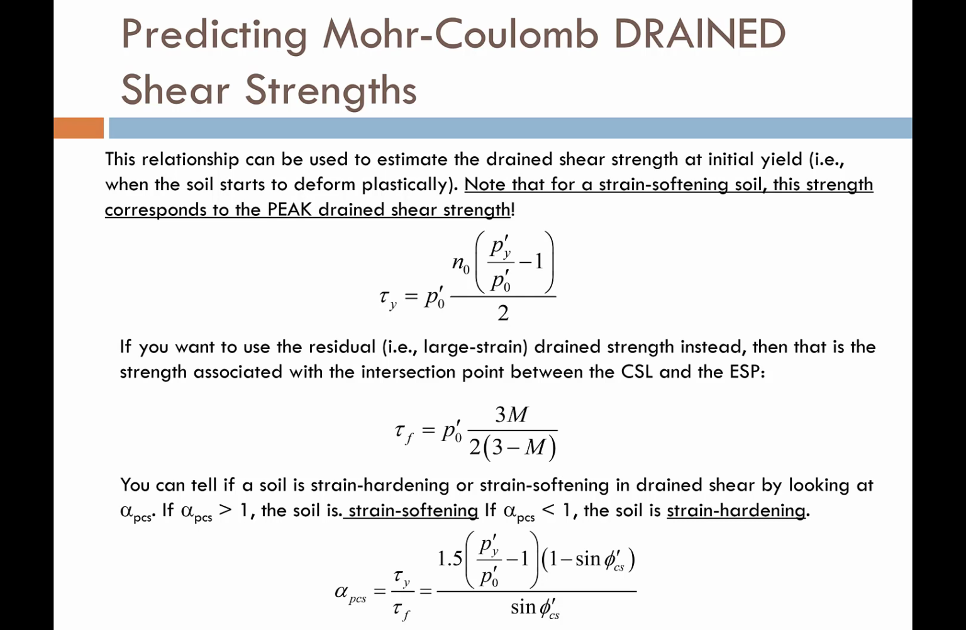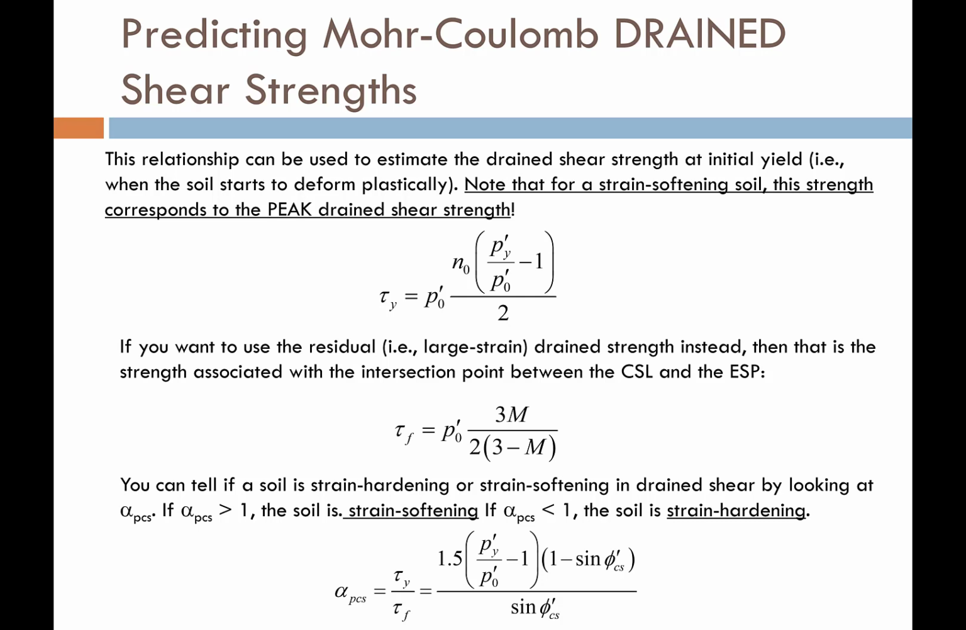Now, if I don't want the yield strength of the soil, but I want the residual strength, or the strength associated with large strains, then I can obtain that as the intersection between the critical state line and the effective stress path. That is going to correspond to this equation right here. You'll recall that M is the slope of the critical state line in p-q space. It's steeper if you're in compression, it's shallower if you are in extension. In the previous lessons, I gave some equations; I believe in the part 1 lesson, I gave the equation for how to compute M as a function of the friction angle, or the critical state friction angle. Now here's another equation that I hope you might find useful.